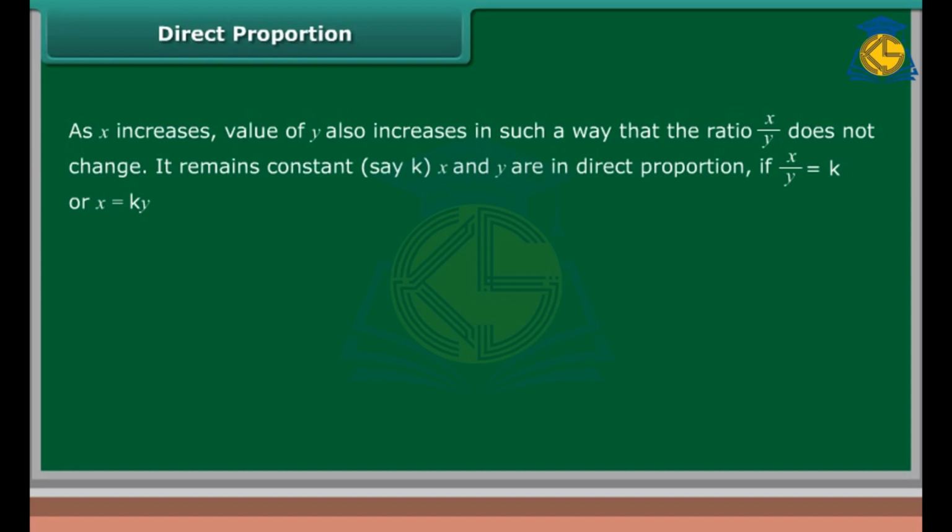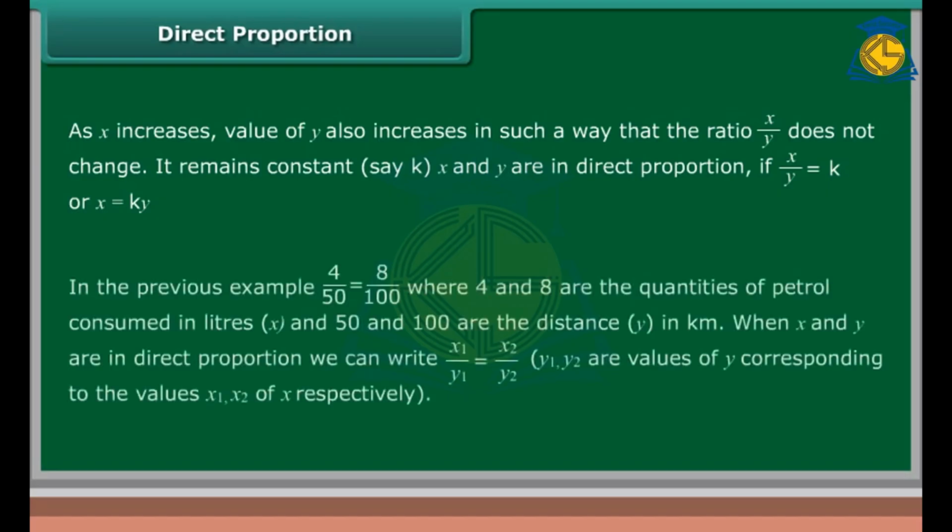Say K. X and Y are in direct proportion if X upon Y is equal to K, or X is equal to KY. In the previous example, 4 upon 50 is equal to 8 upon 100, where 4 and 8 are the quantities of petrol consumed in liters X, and 50 and 100 are the distance Y in kilometers. When X and Y are in direct proportion, we can write X1 upon Y1 is equal to X2 upon Y2. Y1, Y2 are values of Y corresponding to the values X1, X2 of X respectively.